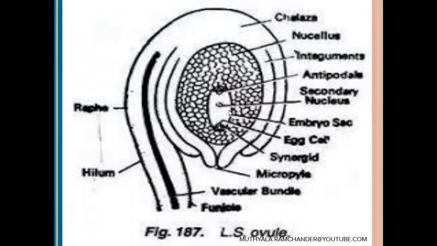This type of embryo sac is called the polygonum type of embryo sac. Mainly in angiosperms, more than 75% of plants contain the polygonum type of embryo sac. It is the matured ovule structure.